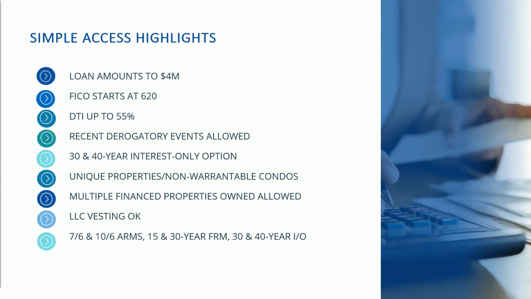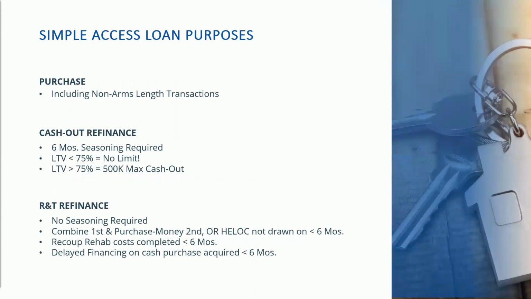And then those are our available terms there at the bottom. So we do have ARM and fixed rate mortgages. For purposes, we do non-arm's length transactions all day long. Cash out refinance, we do need 6 months seasoning. However, if my LTV is 75 or less, there's actually no limit on the amount of cash in hand. So this is a relatively recent guideline enhancement. Greater than 75 is $500,000 max cash out.